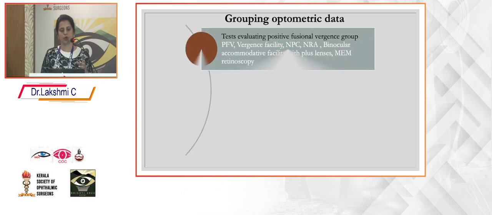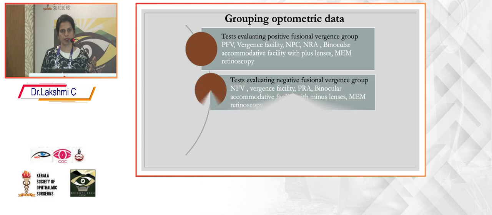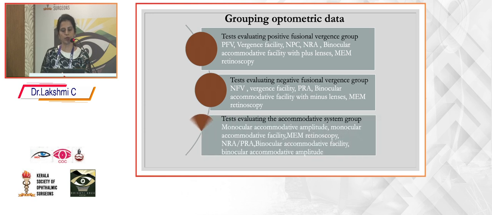So how do we group these tests? What has been told? First is the positive fusional vergence group or PFV tests. So these are the PFV tests that have already been discussed, direct and indirect. And then the negative fusional group, that is the second group. And third is the accommodative group data. So we have three sets of data from that battery of tests.